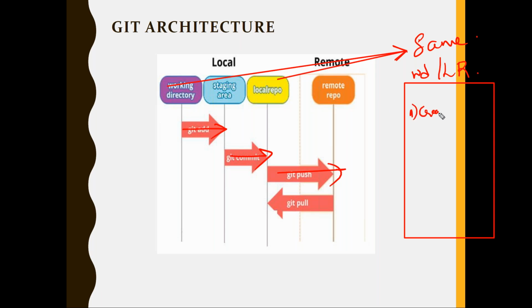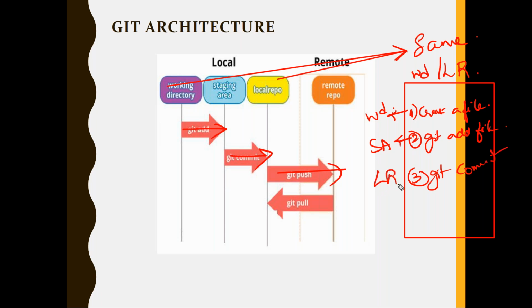Suppose you just created a file; then this file is said to be in the working directory. Then you run the command git add with that file name, and it is said to be in the staging area. It's in the same box, the same folder. Then if you do git commit, it is said to be in the local repository. What is your local repository? The same folder. What is your working directory? The same one. Both are the same physically. Logically, this is how you refer to the files and folders.